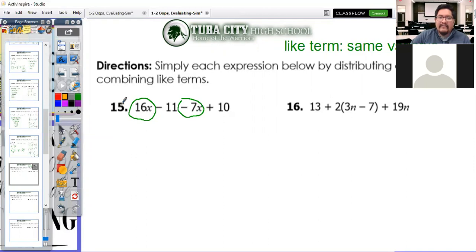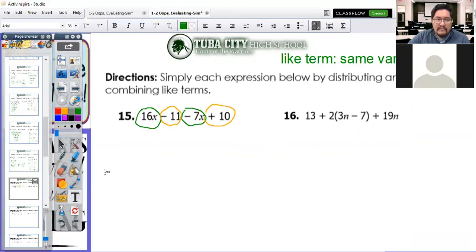So in this case here, I have my x group, 16x and negative 7x. They're both x numbers, so that means these two are like terms. Now, even though it says the same variable, it also means if they don't have a variable. So negative 11 and positive 10 are also like groups. So in this case here, let's go ahead and combine these together.